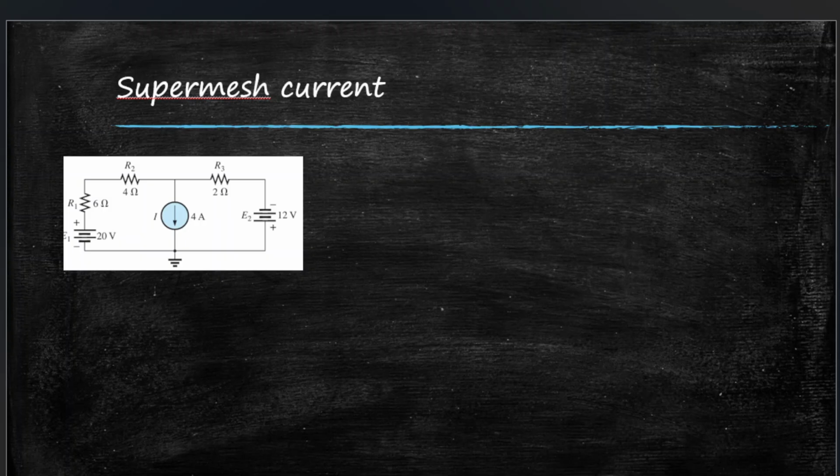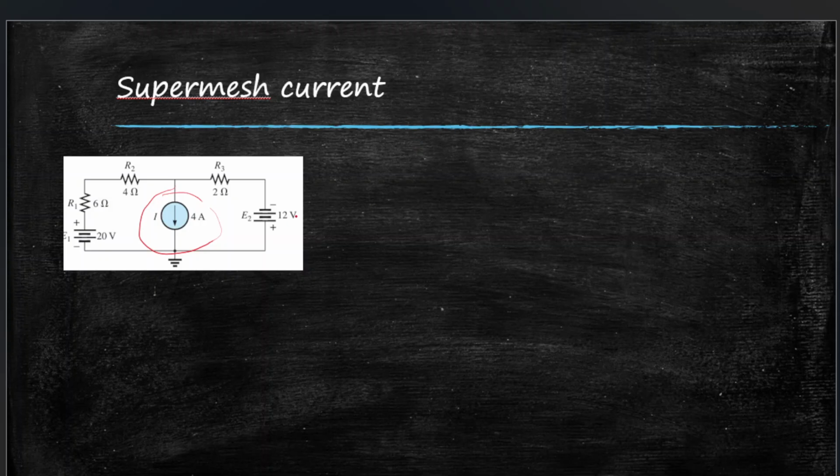However, sometimes there will be a current source without a parallel resistor, like you can see here. So like this current source, it does not have a resistor in parallel with it. So we cannot convert it into a voltage source. So how do we solve this circuit? This is where super mesh current comes in.